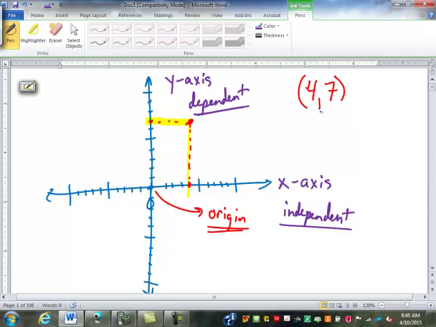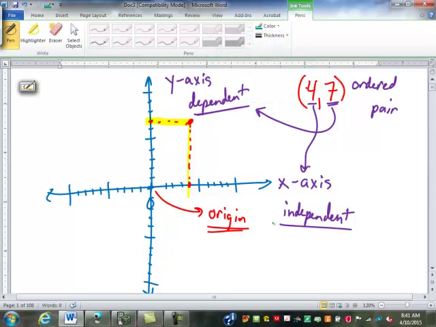And when we were setting up our numbers, here we listed 4 and 7 together, the first number is always that independent variable, or the x-axis. The second number is the dependent, or the y-axis. And that makes up what we call an ordered pair. Obviously, it's a pair because it's two numbers, and ordered because they have a specific order that they have to go in.